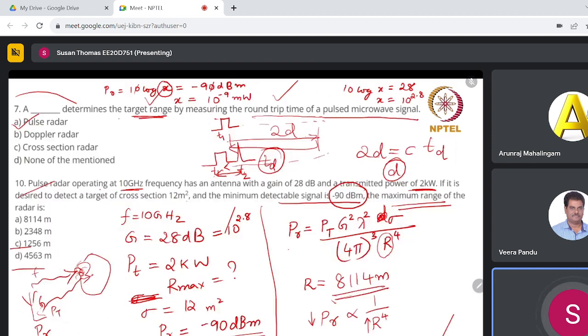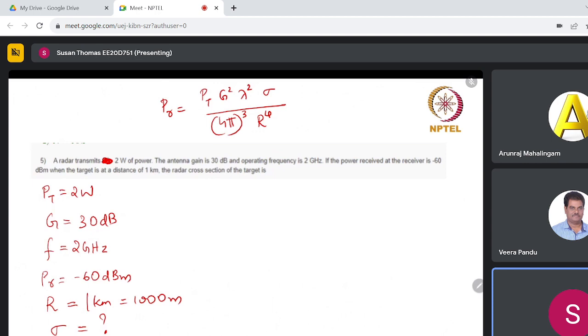So I hope you remember. This is a very important equation. When it comes to radar, there could be many questions based on this equation. So I request you to try finding sigma. You are given the rest of all parameters. First of all, tell me what is G and PR in linear terms.